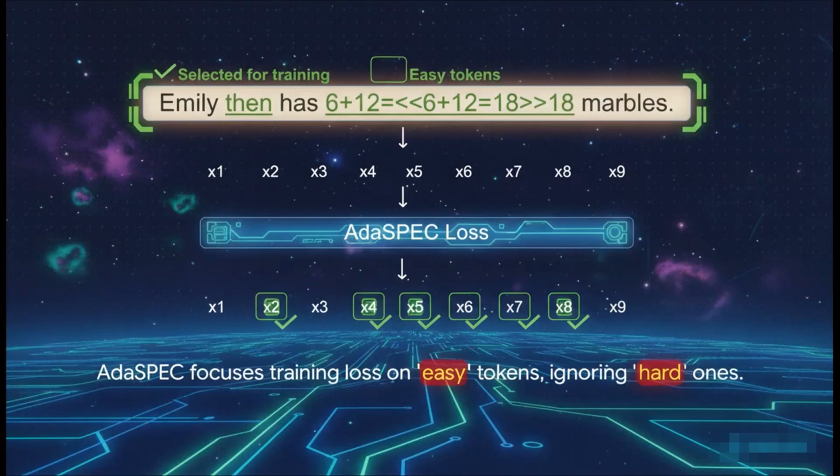Okay, now take a look at this because it shows you exactly how this filter works. You see that sentence at the top? AdaSPEC looks at it and decides that in this context, words like then or has are just too unpredictable for the small model, so it filters them out. And as you can see on the bottom, it focuses all of its training effort, that AdaSPEC loss, only on the tokens it knows are learnable, the ones with the green checks. It's not training harder, it's training smarter.